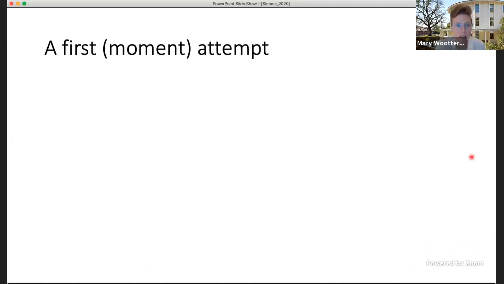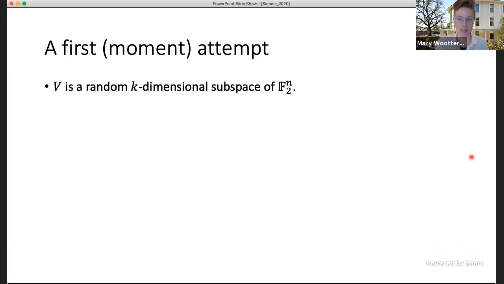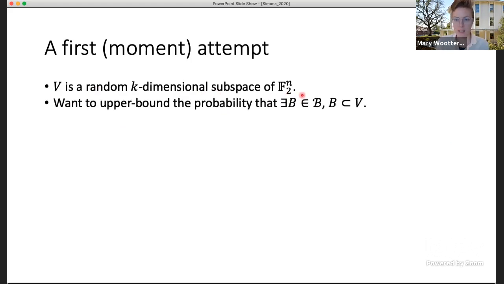Okay, so we would like to try to figure out what is the threshold at which I become really likely to contain one of these bad sets. So the first thing we might try is a first moment attempt. We have some random k-dimensional subspace of F2 to the N, and we want to upper bound the probability that there exists some bad set in my subspace. So a very natural thing to do first is to compute the expected number of bad sets that live in my subspace. And if that expected number is little o of 1, then by Markov's inequality, I probably won't have a bad set in my subspace.